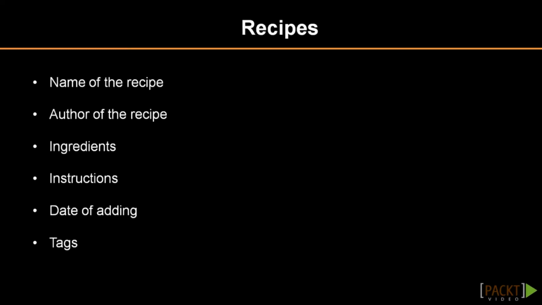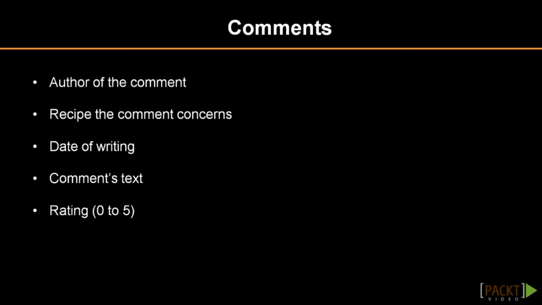A recipe is the central concept of our software. We need to store, apart from obvious things like the name of the recipe and its author, also the ingredients list and the recipe itself. It would be nice if we also store the date when the recipe was added. Finally, a list of tags would also be useful to allow other users searching for the recipe based on the tag.